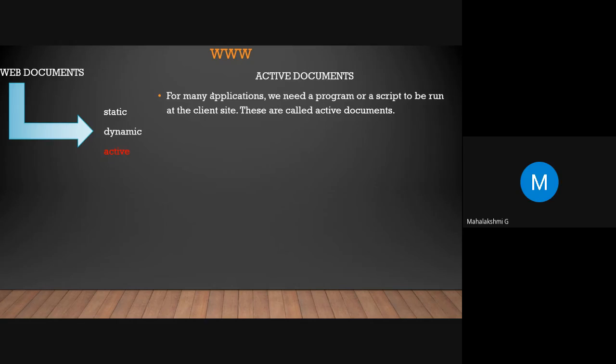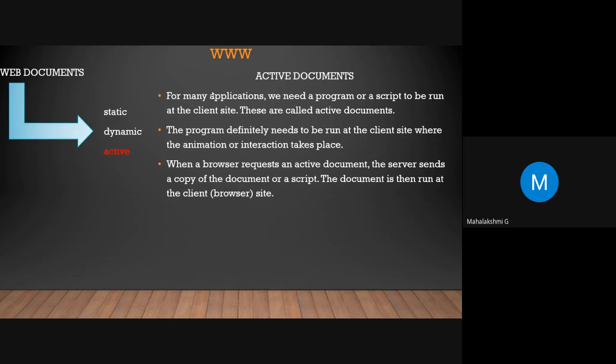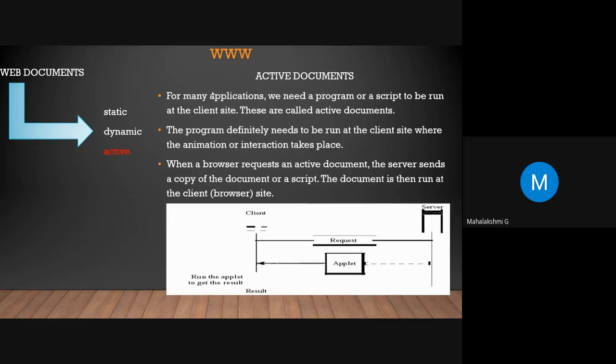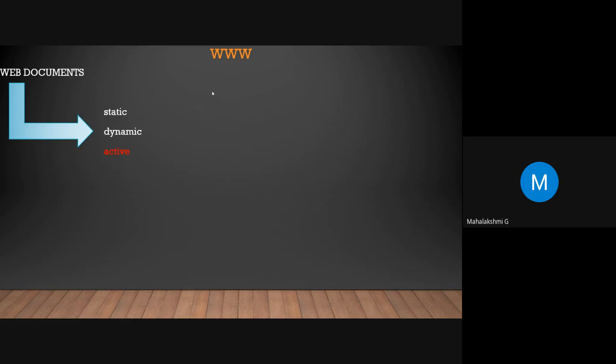When a browser requests an active document, the server sends a copy of the document or a script. This document is then run at the client side. So active documents are sometimes referred to as client-side dynamic documents. Here the document is going to be run on the client side. Now we will see how to create an active document.